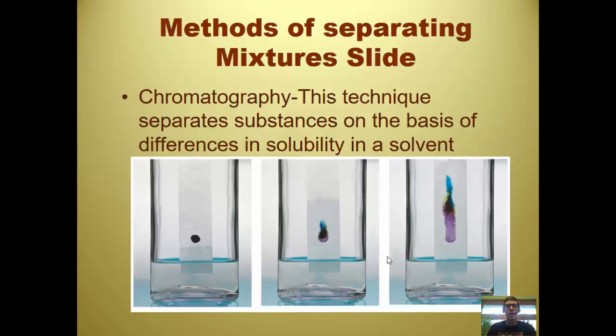Chromatography is another way. It separates substances based on difference in solubility. If they're more soluble, they're going to behave differently than if they're less soluble. And you use paper, you dip it in water, and then as the water travels up that chromatography paper, it's going to pull the more soluble substances up further with it as it travels up that paper.